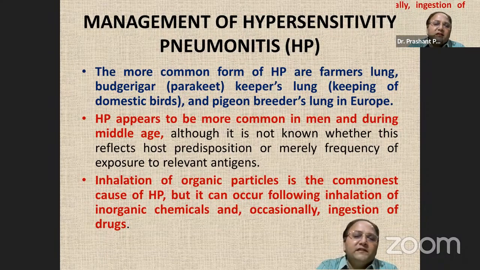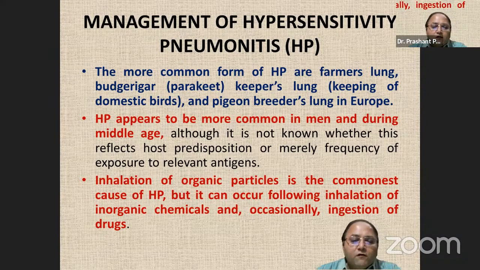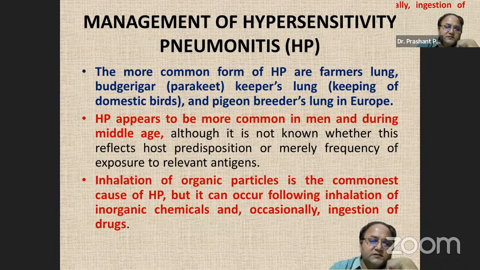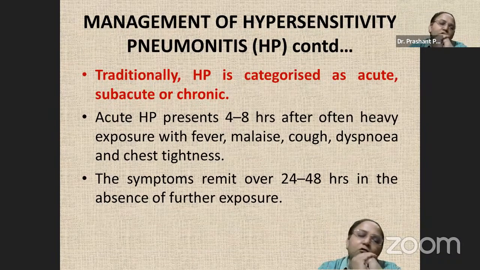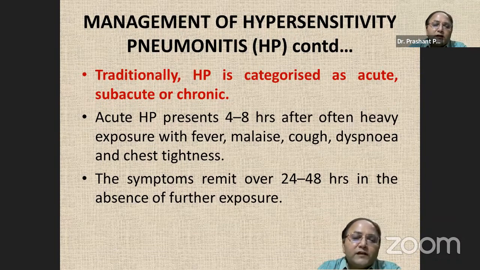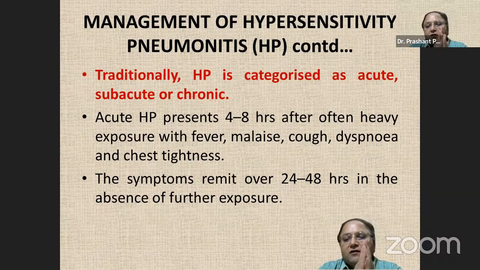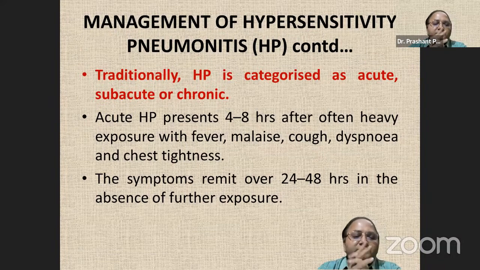Hypersensitivity pneumonitis, the most common forms being farmer's lung, budgerigar fancier's or parrot keeper's lung, and pigeon breeder's lung. They appear to be more common in men and during middle age. Inhalation of organic particles is the commonest cause of hypersensitivity pneumonitis, but it can occur following inhalation of inorganic chemicals and occasionally ingestion of drugs. Traditionally, hypersensitivity pneumonitis can be categorized as acute, subacute, or chronic. This is one condition which can present any way: acute, subacute, or chronic. Acute HP presents 4 to 8 hours after often heavy exposure with fever, malaise, cough, dyspnea, and chest tightness. The symptoms remit over 24 to 48 hours in the absence of further exposure.